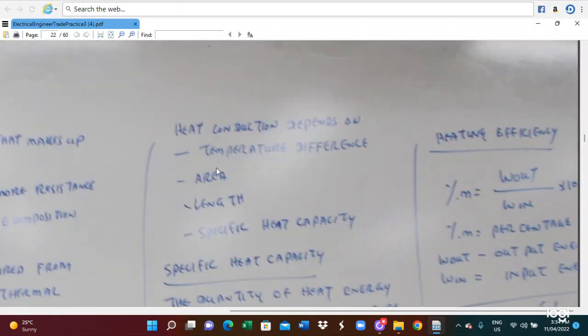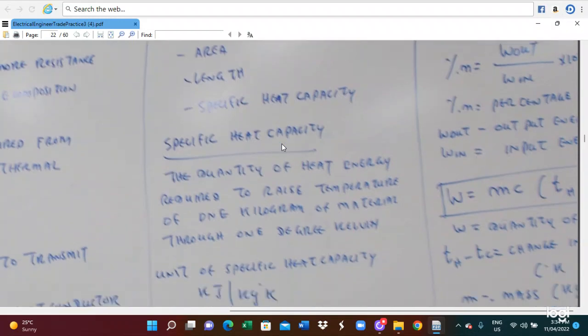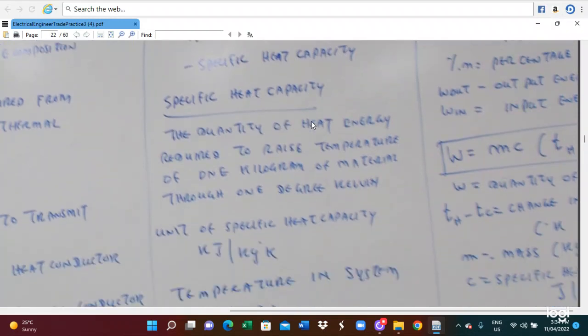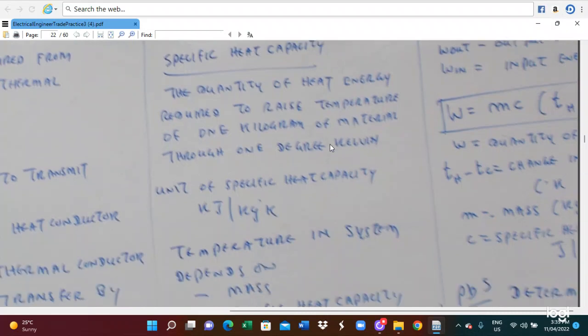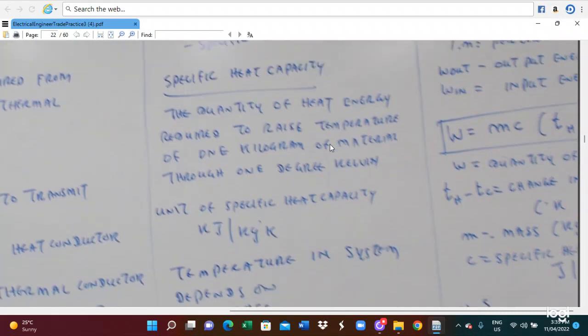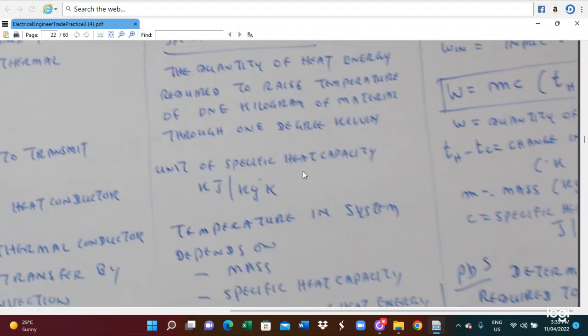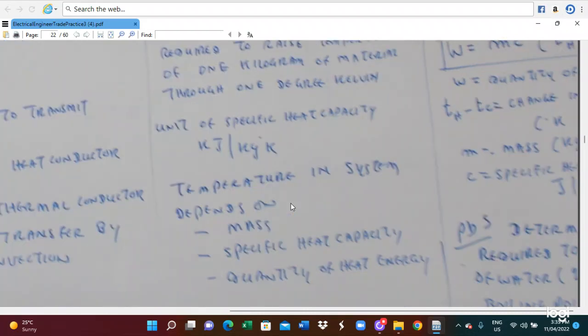So the heat conduction depends on the temperature difference, area, length, and the specific heat capacity. The specific heat capacity can be calculated. It is the quantity of heat energy required to raise the temperature of 1 kilogram of the material by 1 degree Kelvin. So this is the specific heat capacity's definition. The unit of the specific heat capacity is kilojoule per kilogram Kelvin.